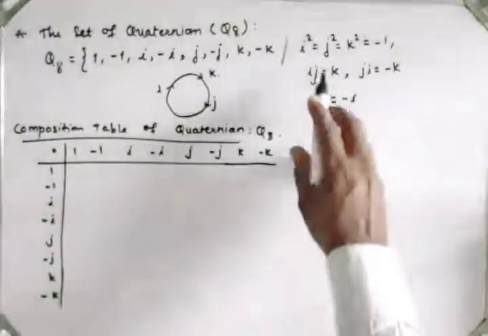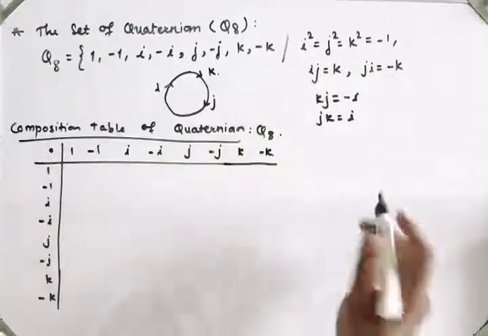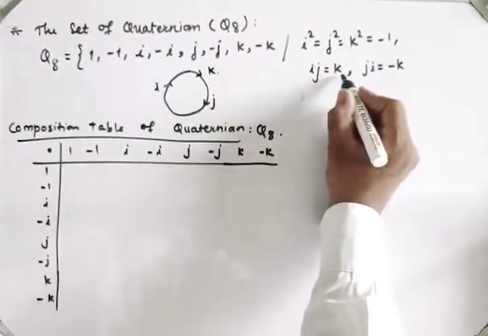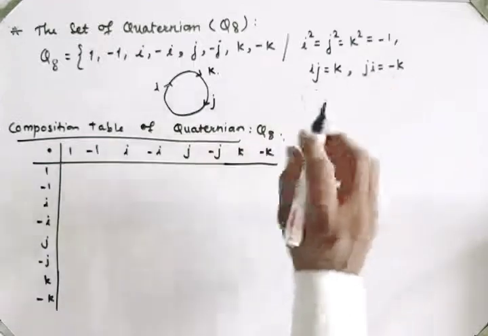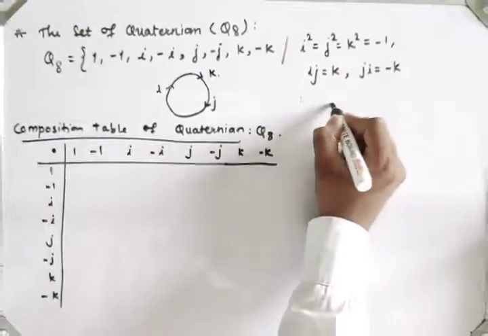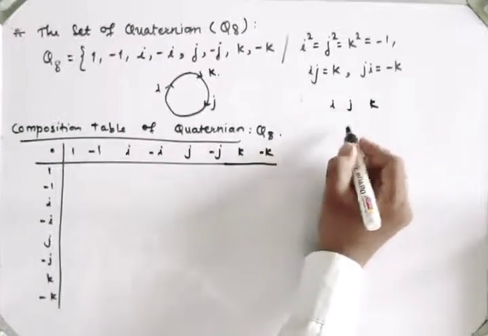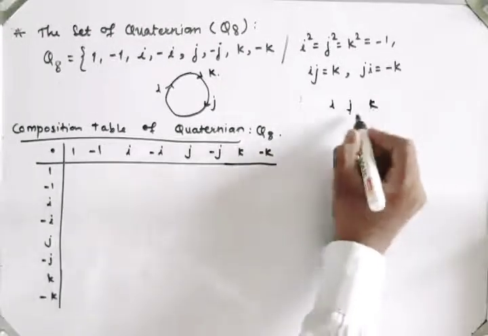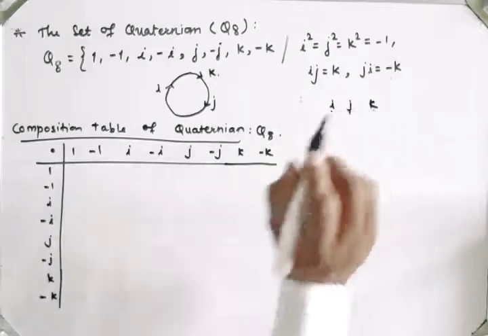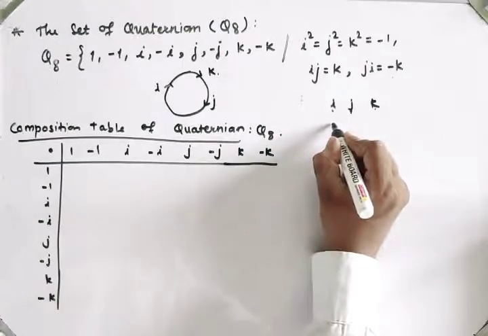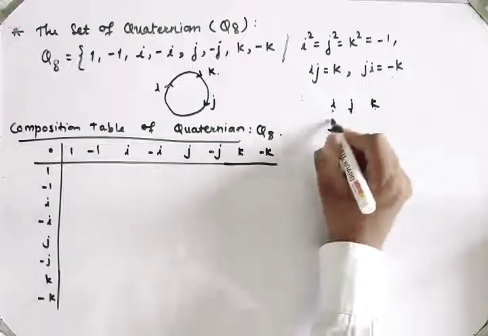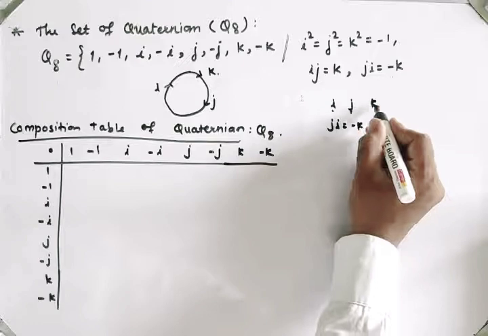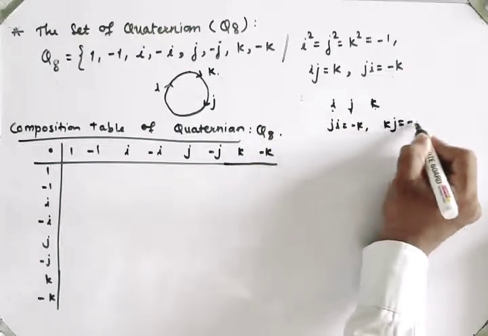What is the property here? I square, J square, K square is equal to minus 1, and I into J is equal to K, and J into I is minus K. Suppose here I, J, K: I into J is K, J into K is I, and I into K is J. But in the opposite direction, J into I is minus K, K into J is minus I, like this.